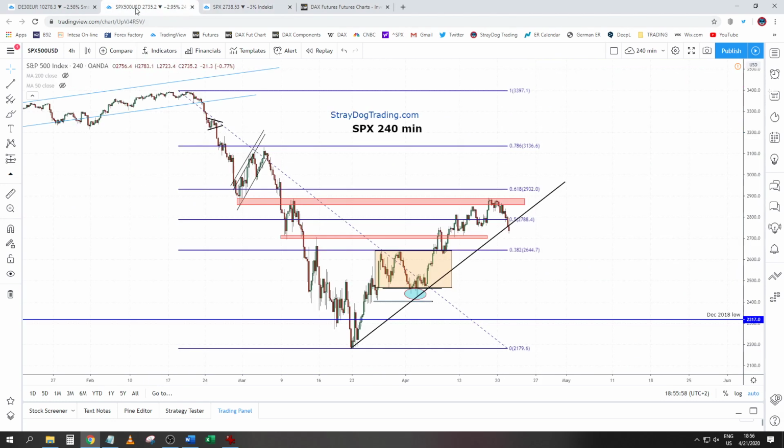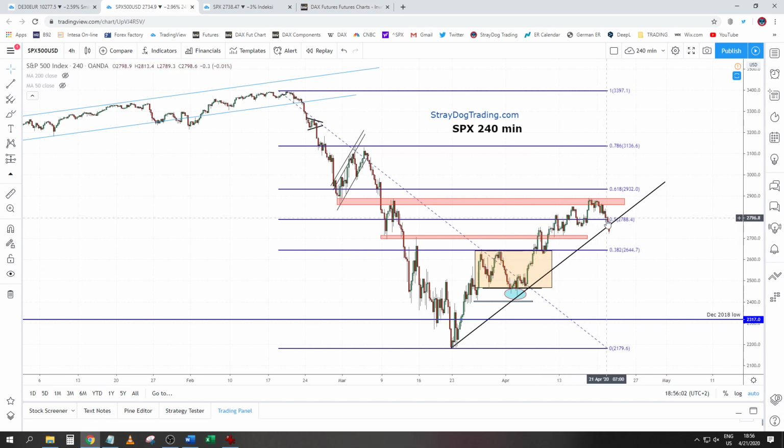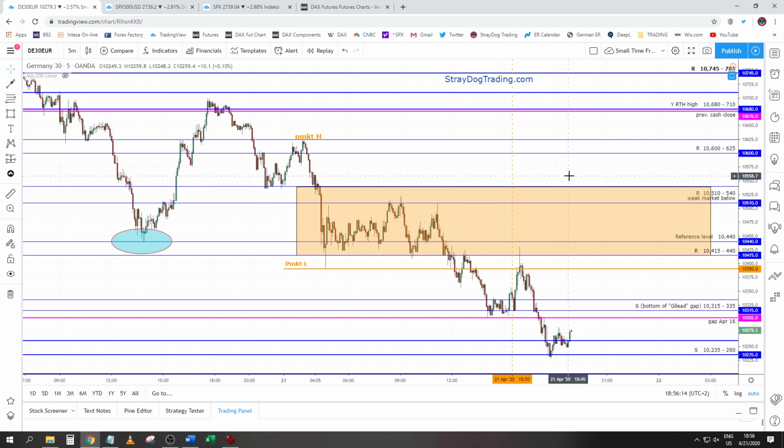On the S&P 240-minute chart, to just zoom this a bit and to observe that the market now is below this trend line, and the same thing goes for DAX. Now let's observe our opportunities.